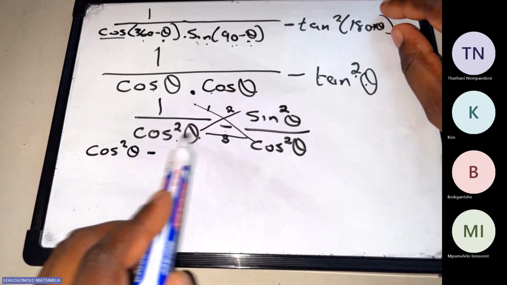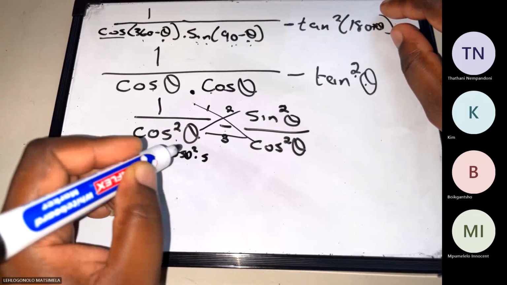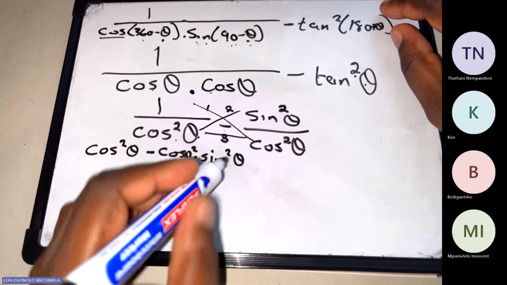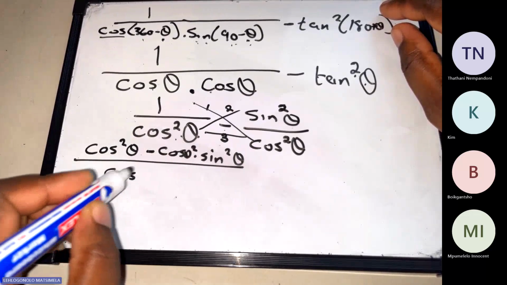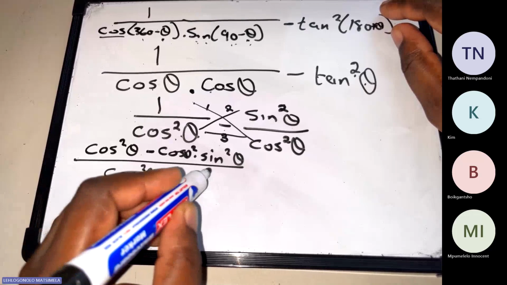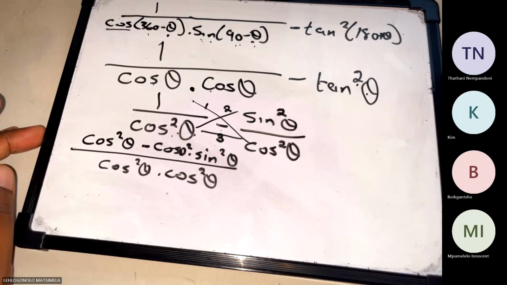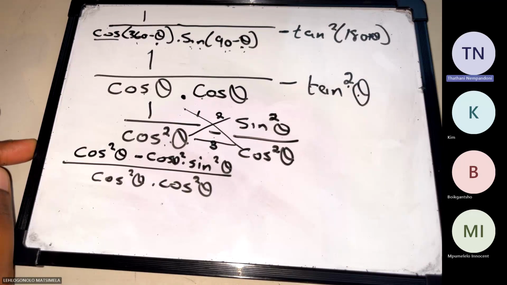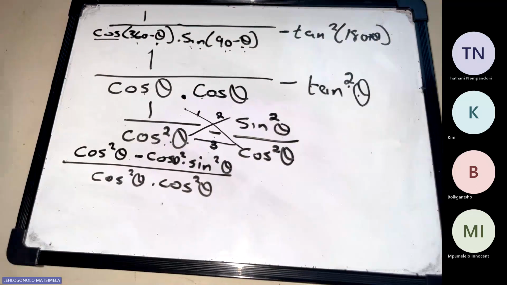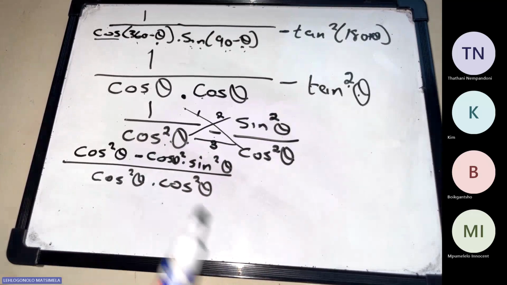Then step 2, you have cos squared multiplied by sine squared. Then all in all divided by step 3, which gives cos squared multiplied by cos squared. Okay, going further, we can see that here there is cos squared, here there is cos squared. So we can simplify.